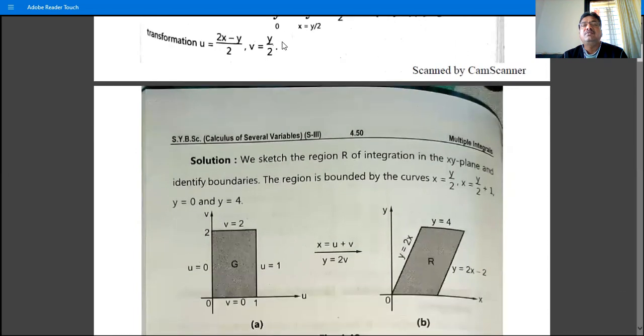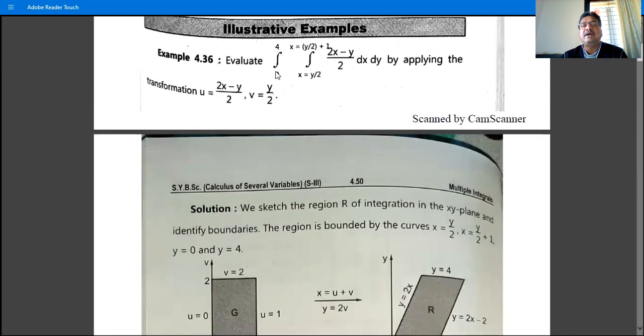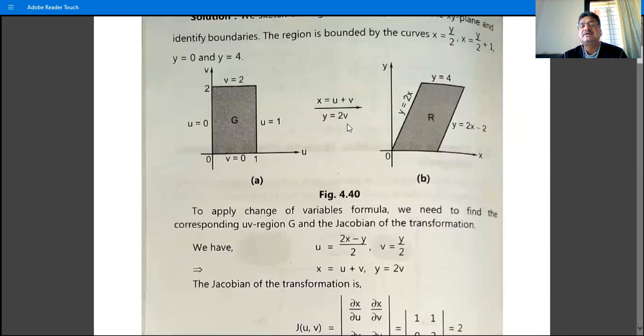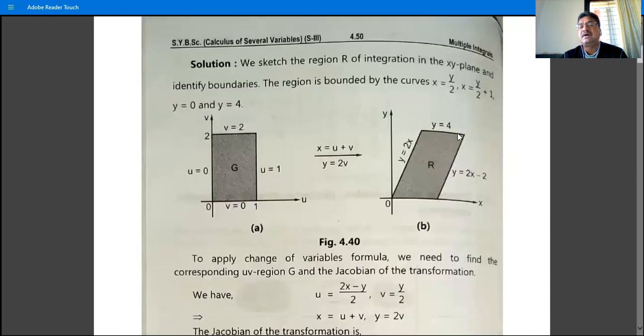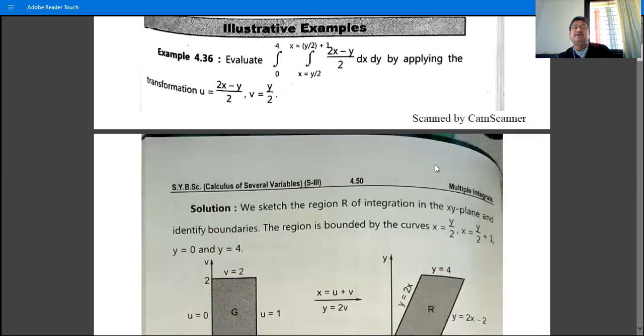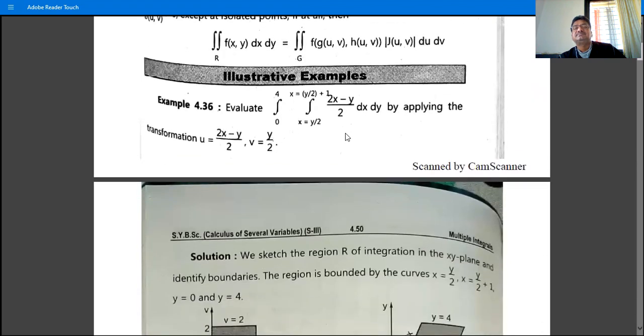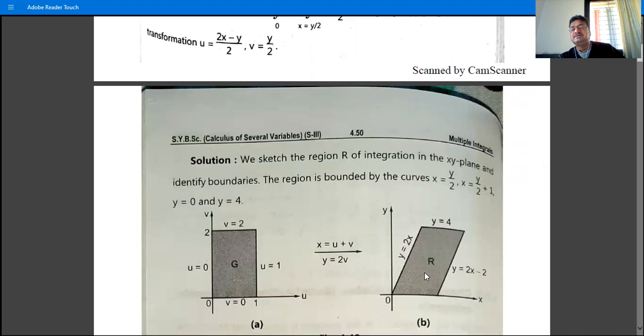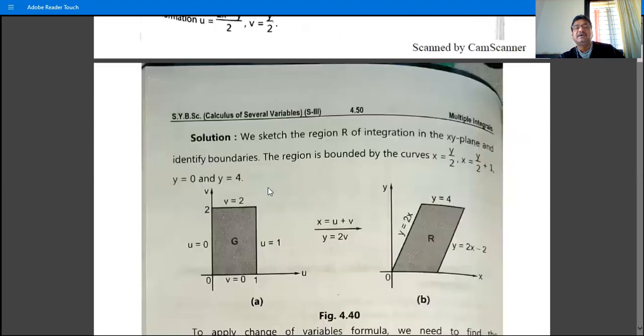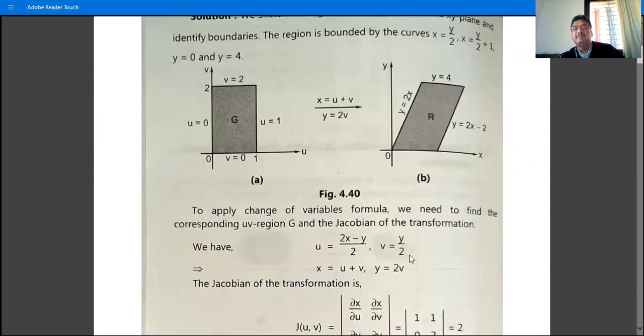So now x is equal to this, this is the limit on y. Y is equal to 0 means the x-axis, and y is equal to 4 is this line, y is equal to 4. So this is the region bounded by these curves or straight lines, and the region is called the region of integration. And we have to change the variables x and y to u and v. So this is given: u is (2x minus y) divided by 2, and v is y by 2.